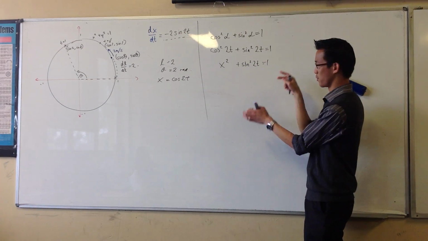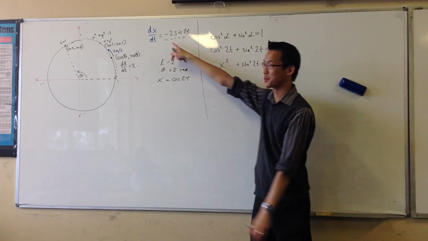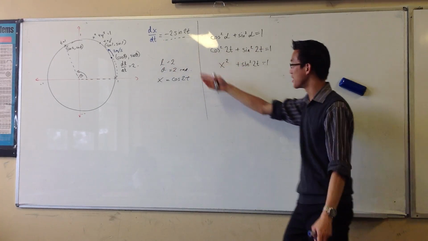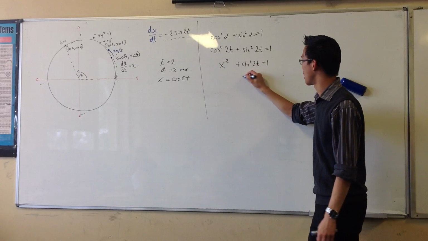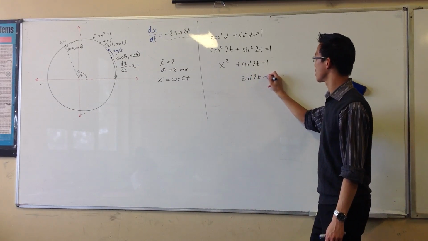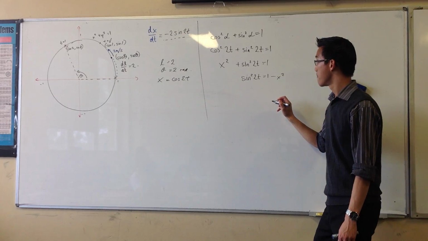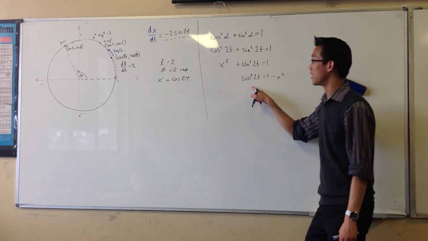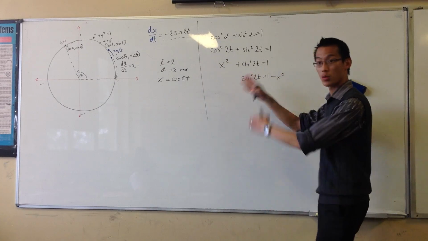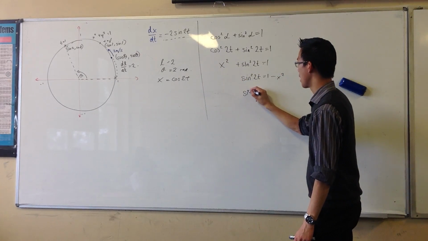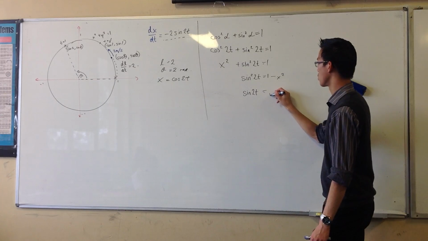I now want to massage this so I can get towards dx on dt. How do I do it? Well, let's make sine the subject. Let's first start: sine squared 2t is 1 minus x squared. I've got it squared, but my derivative is not squared, so I'll need to take the square root of both sides. So I'll have sine 2t is equal to the square root of 1 minus x squared.